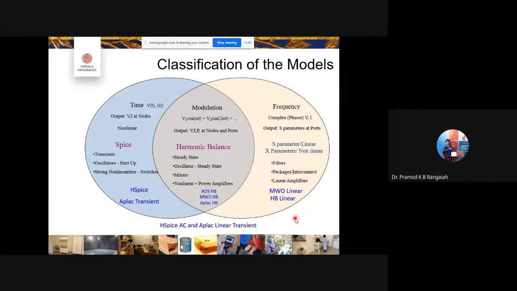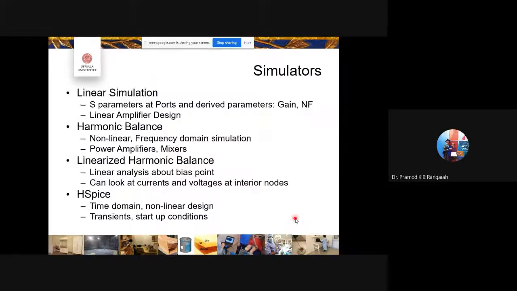This gives a basic classification of the models, and I'll be talking about some of the simulators, like linear simulators. Linear simulators majorly process based on the S parameters of the port. Derived parameters can also be found, like gain, noise figure, stability, and reflection coefficient. So linear amplifier designs can be done by using a linear simulator.